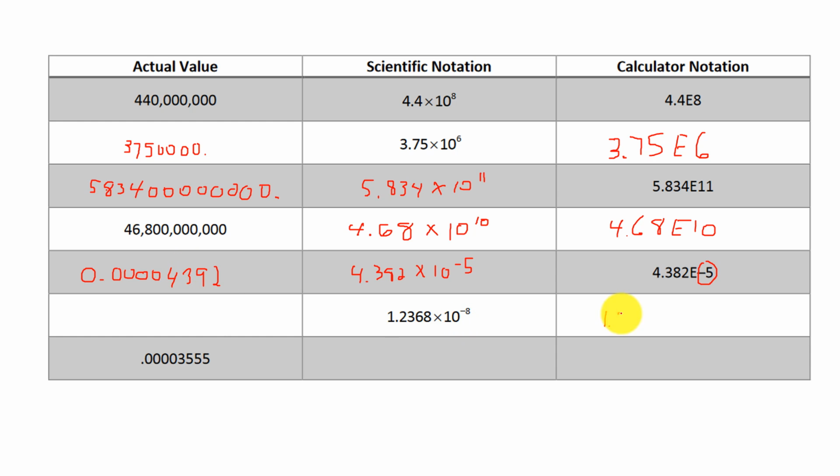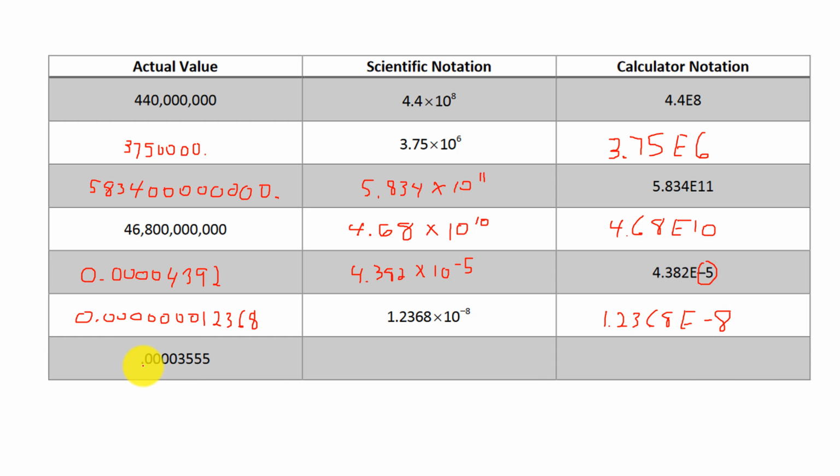This problem, this is 1.2368 e, do not forget your negative, -8. In standard form, I need to add 7 zeros after the decimal. 1, 2, 3, 4, 5, 6, 7. Then the 1, the 2, the 3, 6, and the 8.